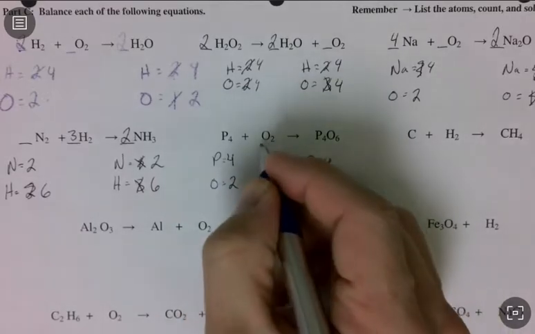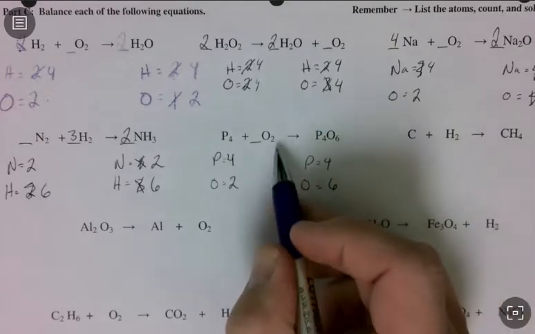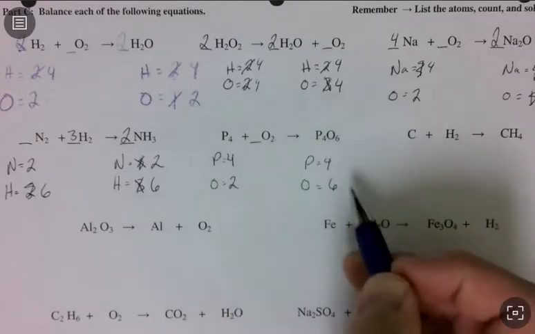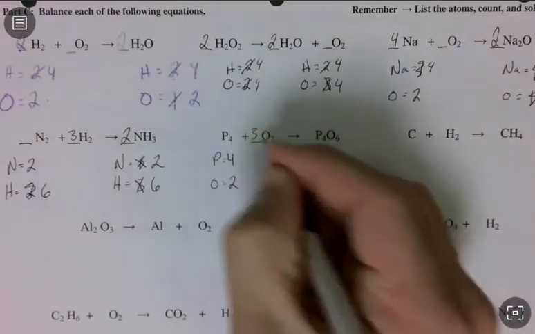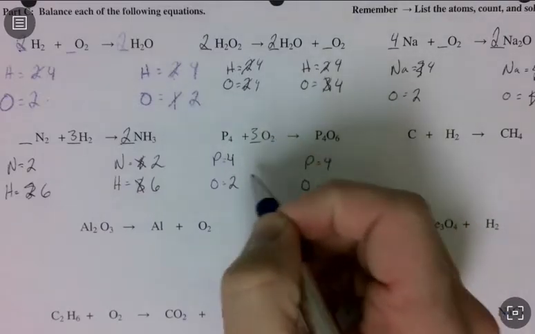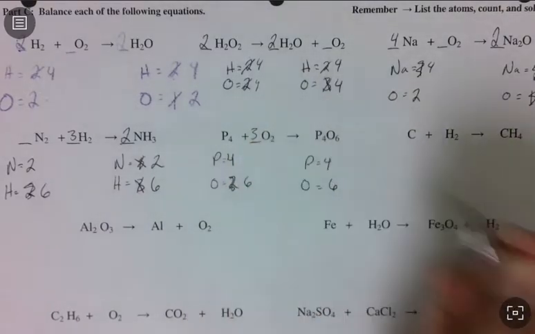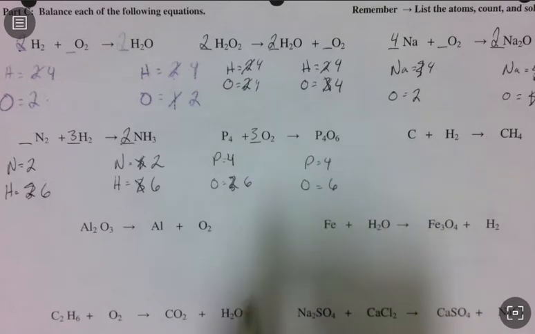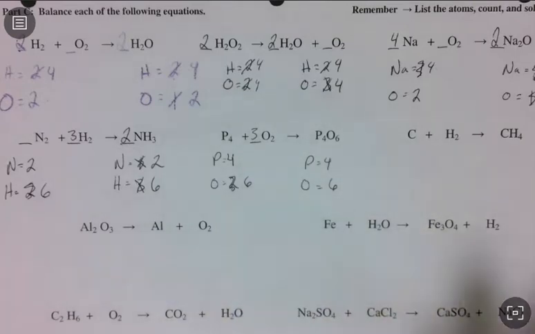So how do I change just the 1 oxygen to make sure that it's equal? What times 2 is going to give me 6? I think, well, if I put a coefficient 3, 3 times 2 is 6, so that would change this count to be a total of 6. And now I've got equal number of atoms on each side of the chemical reaction.